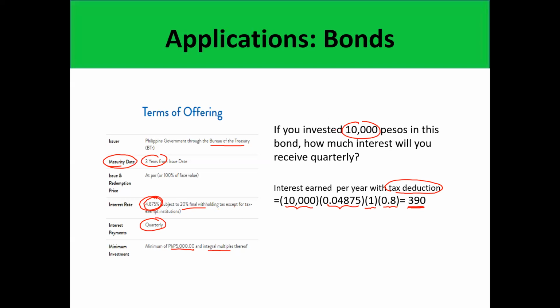And then since we're asked about the interest received quarterly, we have to divide it by 4, which is 97.5 pesos. So this interest earnings in 1 year, when you invest 10,000 pesos, is actually way better than when you invest in savings or time deposit accounts.